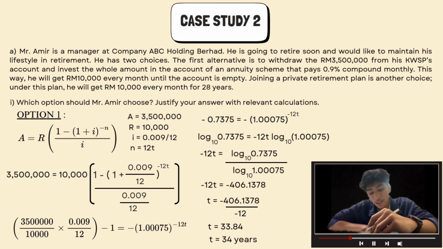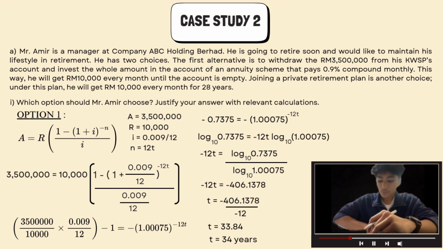Joining a private retirement plan is another choice. Under this plan, he will get RM 10,000 every month for 28 years. For question A1, which option should Mr. Amir choose, and justify your answer?